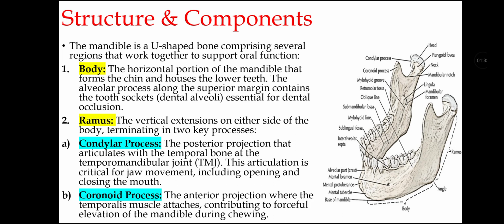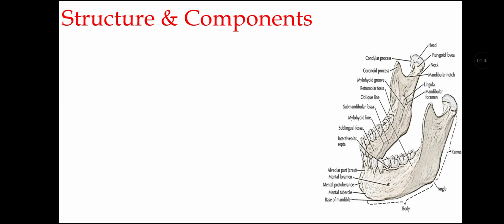The second vertical extension of the ramus is the coronoid process, that is the anterior projection where the temporalis muscle attaches, contributing to the forceful elevation of the mandible during chewing.